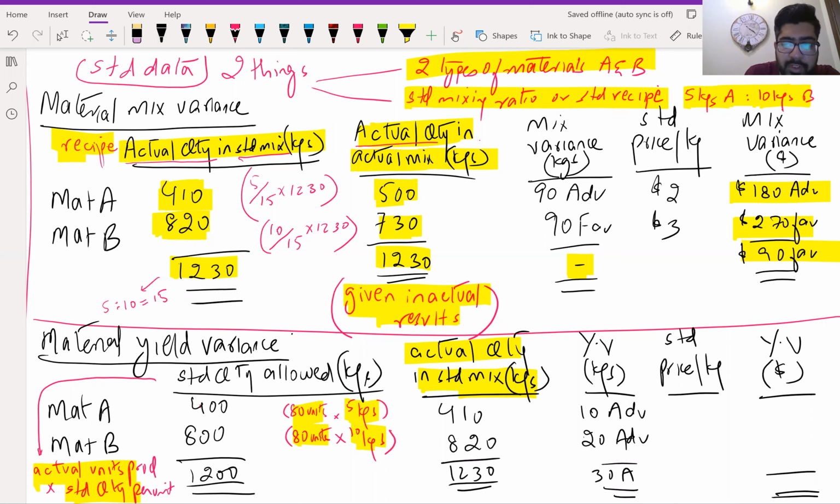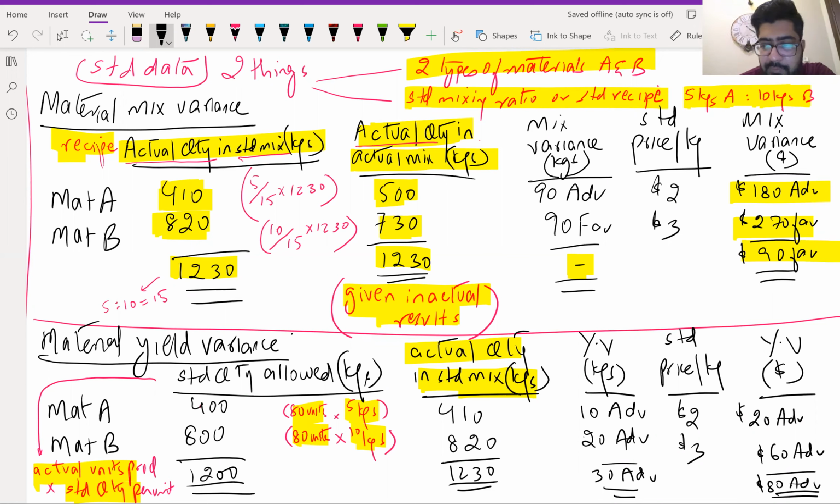This would not come 0. Only mix would come 0. Standard price per kg from standard is 2 and 3. 10 adverse into 2, 20 adverse. 20 adverse into 3, multiply by standard price per kg, 60 adverse. Net them off, 80 adverse.